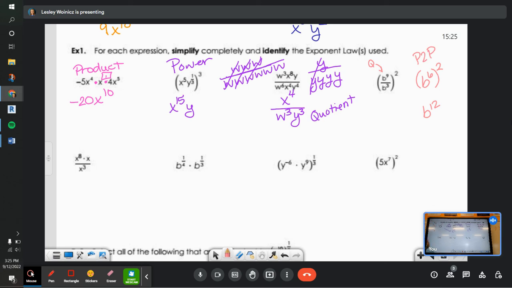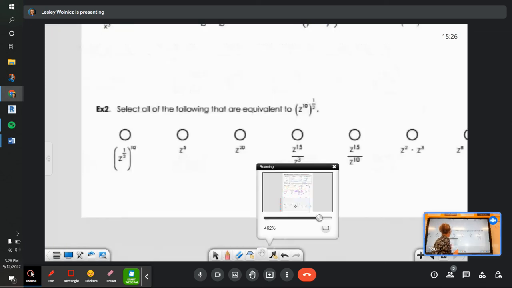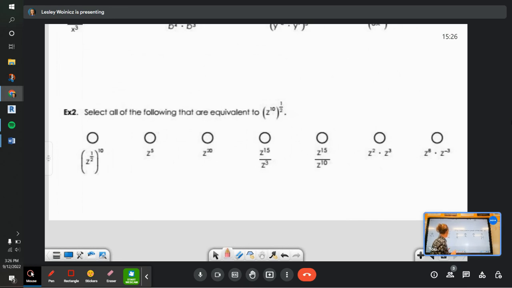Okay, I don't know that we need to do this bottom row unless you want to do this one with the b's. Anyone want to do the one with the b's? We already did one like it, but we could do another one. Ready to move on? Okay. All right, let's look at example 2 at the bottom. We have to pick all of these that are equivalent to the one they gave us. Z to the 10th raised to the 1/2 power. We have to figure out what that simplifies to before we can figure out which ones are equivalent.